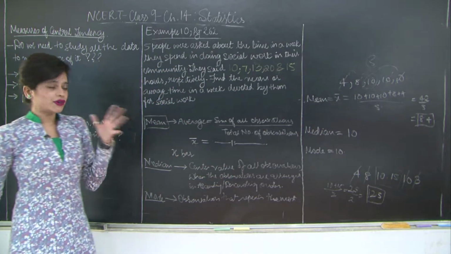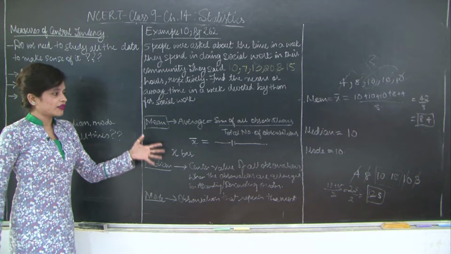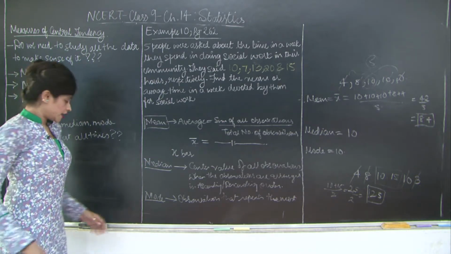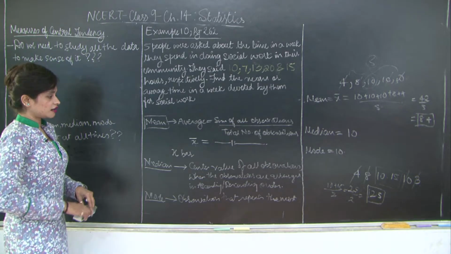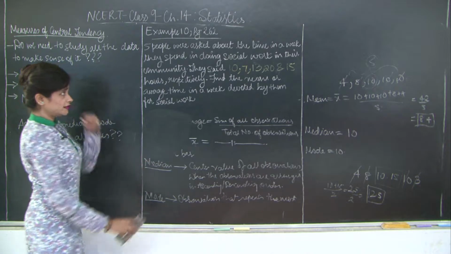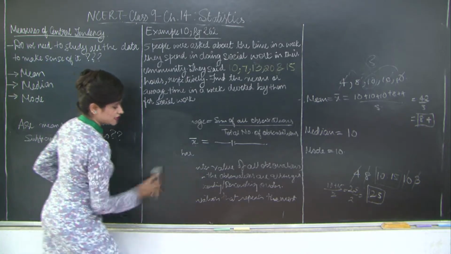So this is just a brief of what we are going to learn with examples, but I hope you've got the basic idea of what exactly mean, median and mode are. Now, I hope you've taken a note of this and you got the basic idea before I proceed with example number 10 on page 262 of your textbooks.